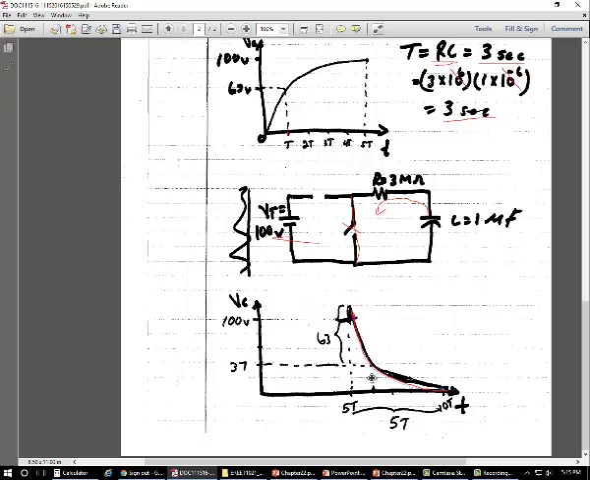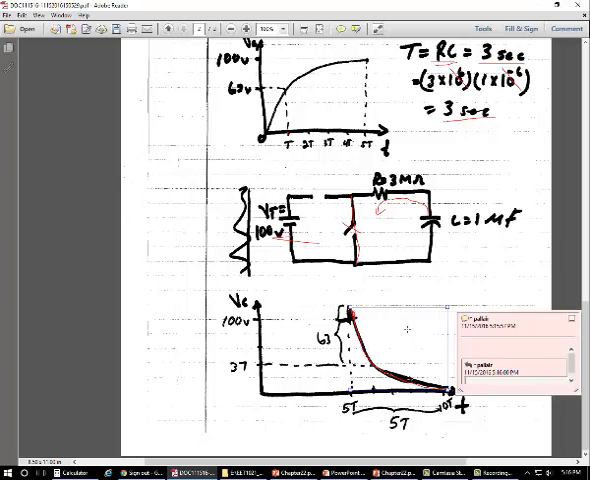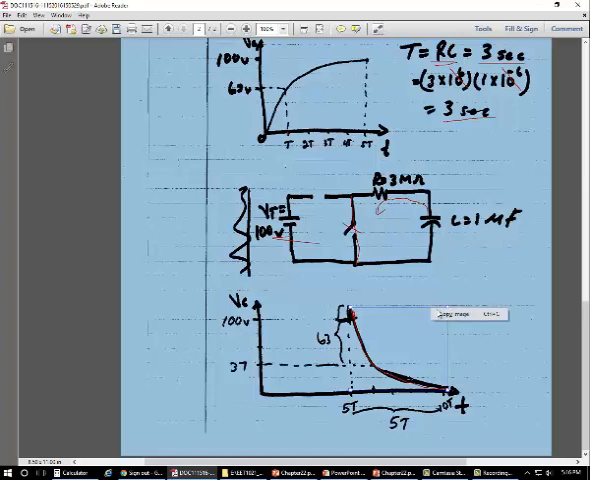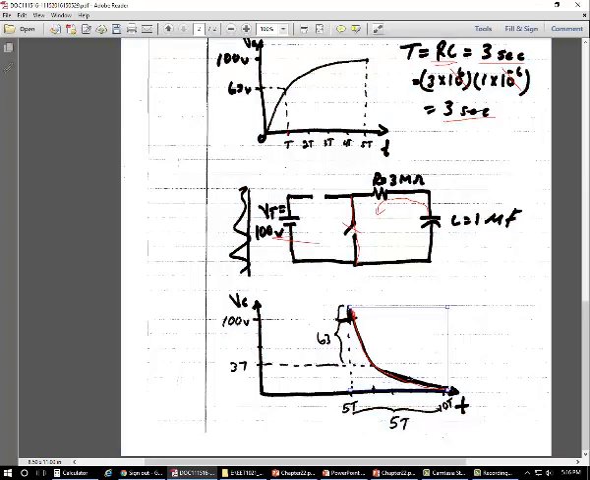Now, at the first time constant, the first time constant right here, it will discharge 63% again, and then the rest will be discharged in the other 4 time constants. But it will take a total of 5 time constants for it to discharge all the way.